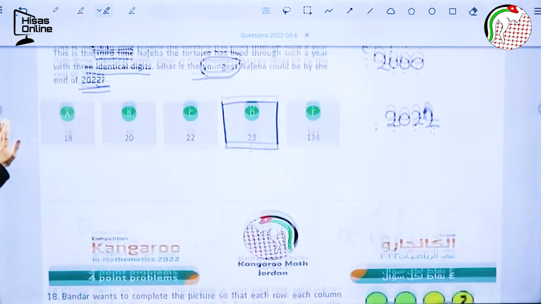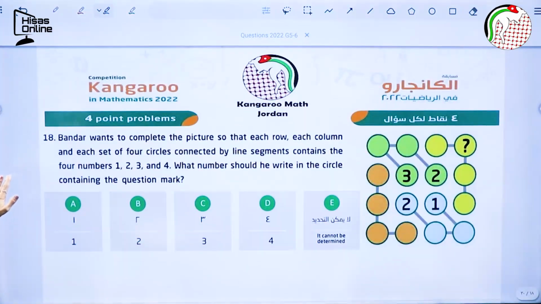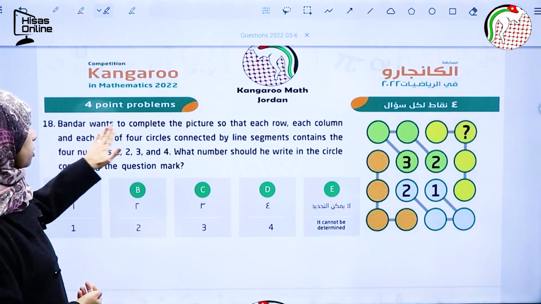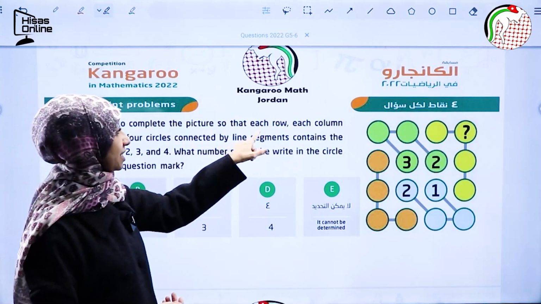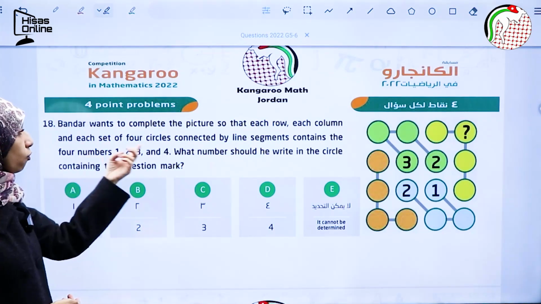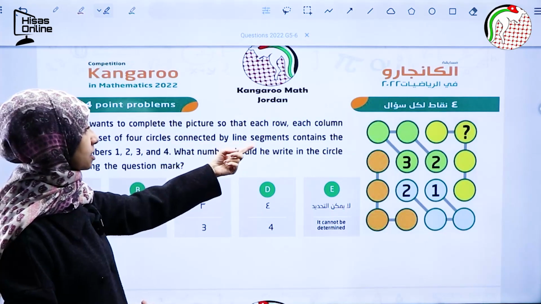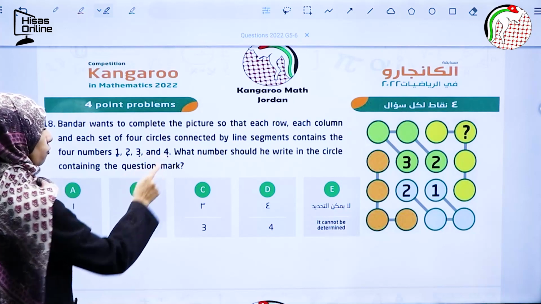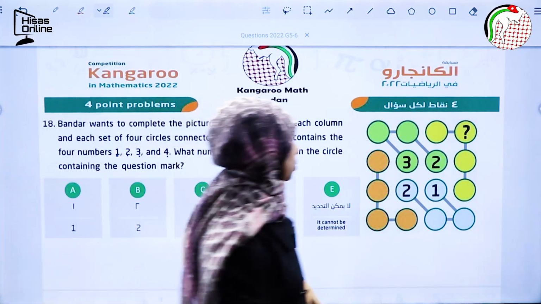Now, let's move to 18. Now, Bender wants to complete the picture so that each row, each column, and each set of 4 circles connected by line segments contains the 4 numbers 1, 2, 3, and 4. Let's explain this on the picture.